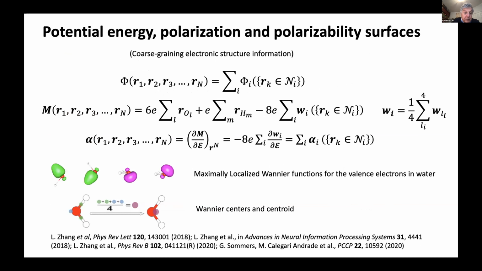There are extensions of this methodology. In the previous slide, I showed that one can represent the potential energy surface, so the potential energy phi, as a sum of local potentials that are still many-body potentials but depend only on the atoms within a finite environment. There are other properties that are quite important that can also be described with similar technology. These are the polarization and the polarizability surface that I indicate below.